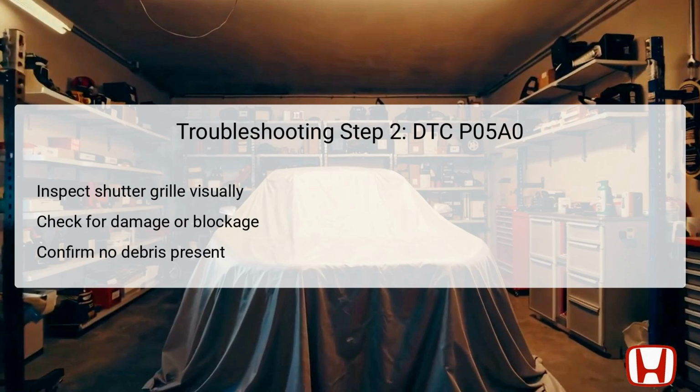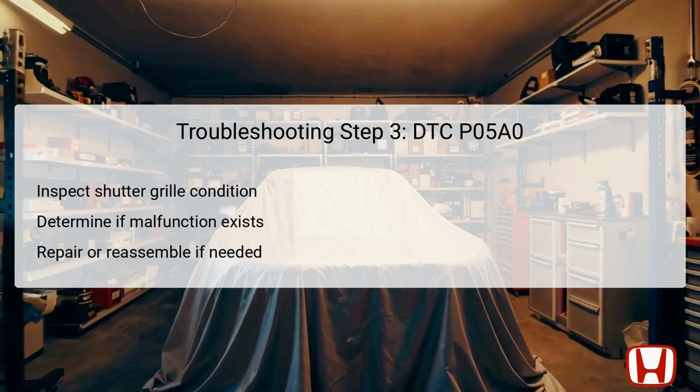In the second step of troubleshooting, a visual inspection of the shutter grille is essential. Technicians need to examine the component closely for any signs of physical damage, such as cracks or misalignment, which may impede its operation. Additionally, the presence of foreign materials or debris blocking the grille's movement needs to be assessed, as these can contribute to malfunctions. If the visual inspection reveals no abnormalities, it suggests that the shutter grille itself may be functioning correctly, thus pointing towards other potential causes within the circuit or the PCM. A thorough check is crucial for isolating the issue efficiently.